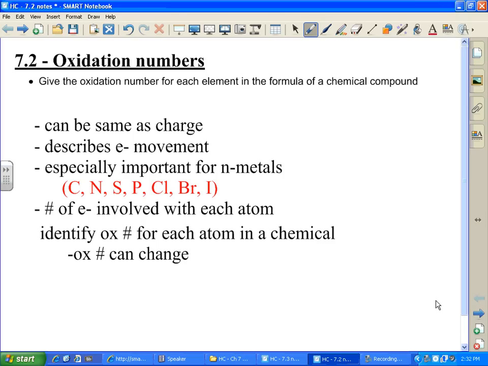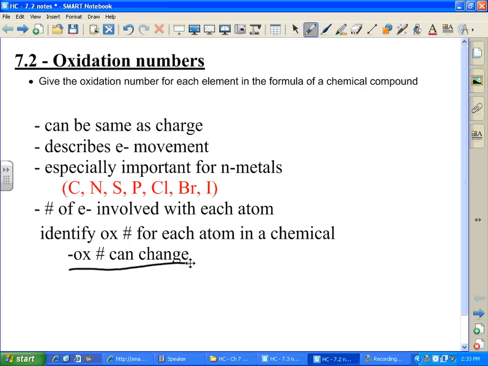A couple statements here that we can hold true that we know a little bit about. The oxidation numbers or oxidation states can be the same value as an element's charge. It describes an electron's movement. These oxidation numbers are very important in describing those 7 nonmetals listed because they have several common oxidation numbers or oxidation states. Again, it talks about the number of electrons involved within each atom, and ultimately by identifying the oxidation number for atoms in a chemical, we're going to be able to realize that from one chemical to the next, the oxidation numbers of an element can change.